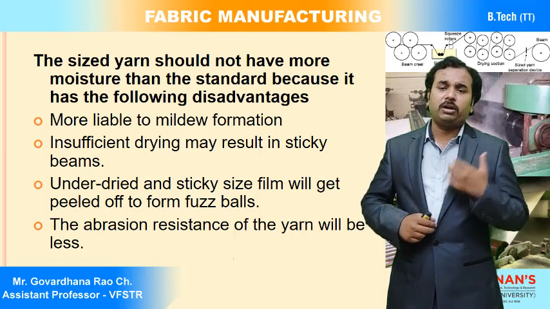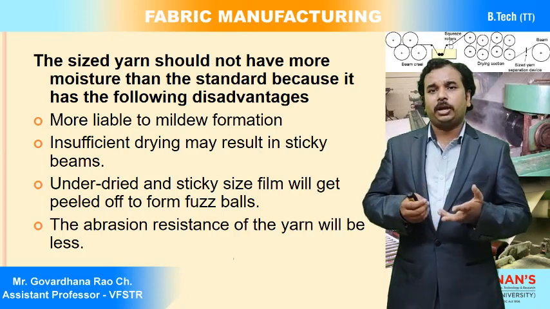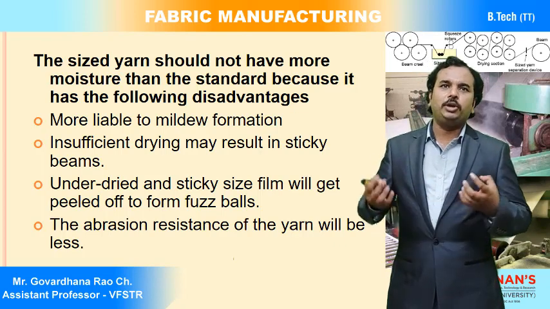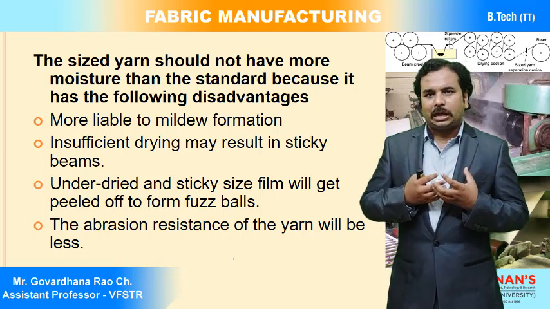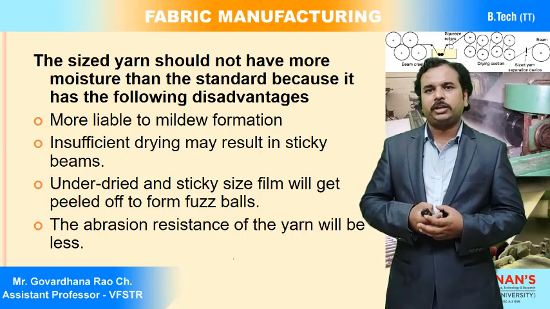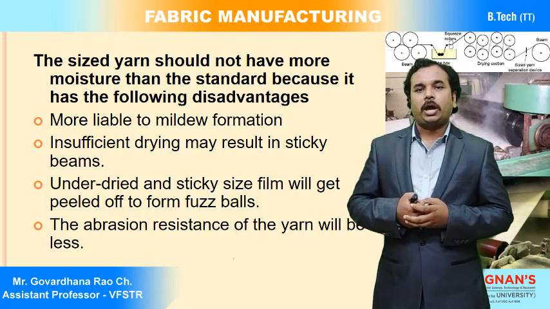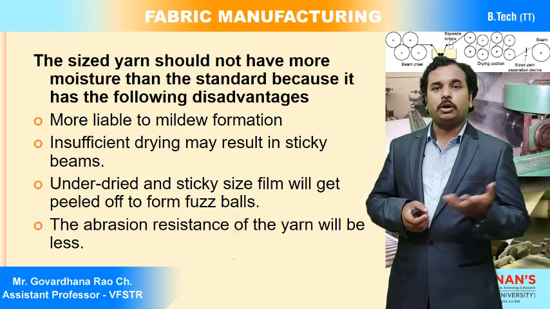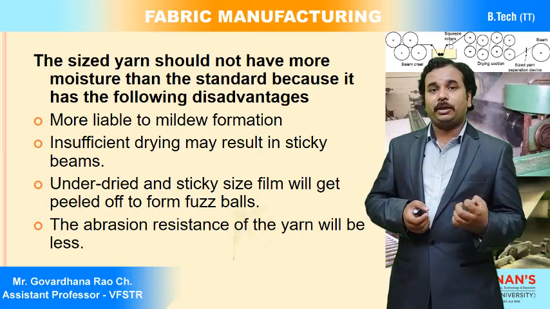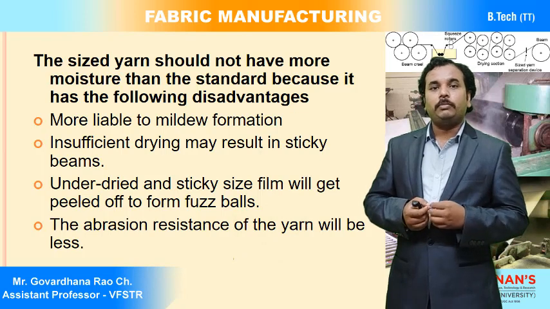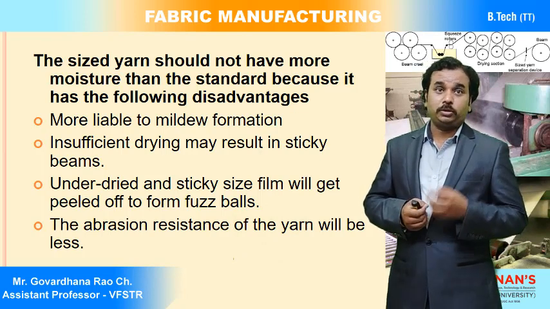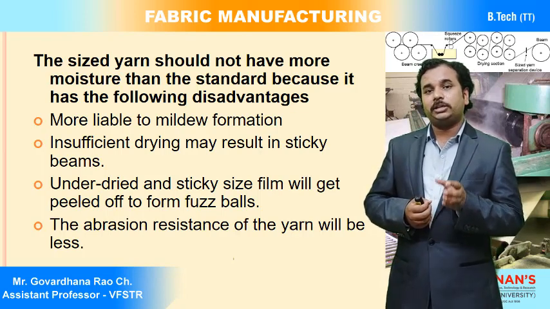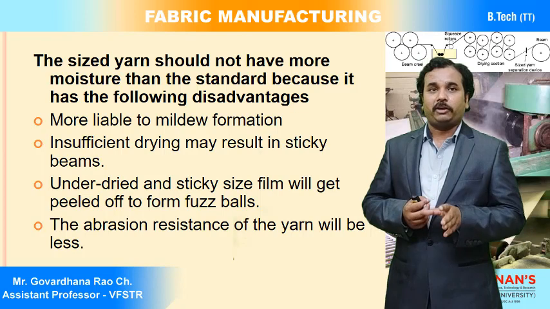If it has more moisture content, it is very problematic, because if more moisture is there, it is very easy for mildew formation, fungus, or bacterial attack to occur on the warp sheet, because we are using natural size ingredients. So it will automatically attract bacteria, and it loses yarn strength also. Along with the size ingredients, the yarn properties are also going to be affected.